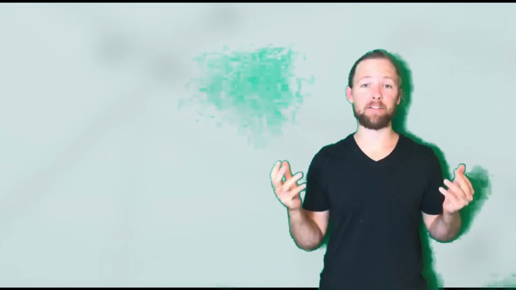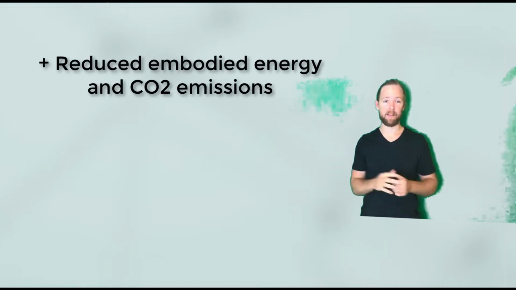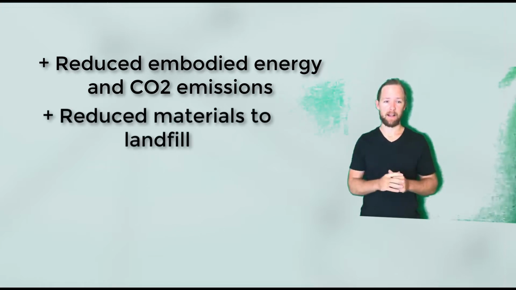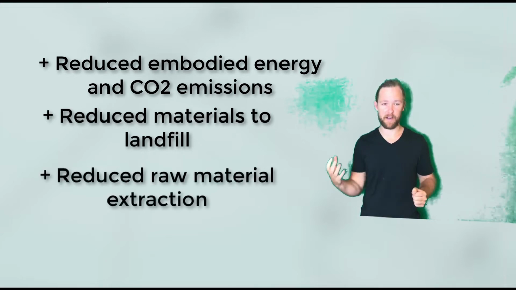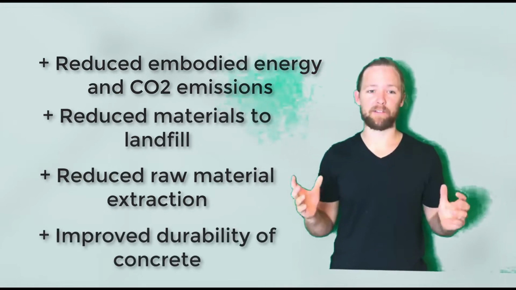The next thing we're going to look at is replacing Portland cement with supplementary cementitious materials. For every ton of cement replaced with another product, we save 0.9 tons of CO2. Some of the benefits of using supplementary cementitious materials include reduced embodied energy and CO2 emissions, reduced materials to landfill, reduced impact of the extra raw materials that would otherwise be extracted from the earth, and improved durability and thus also the service life.